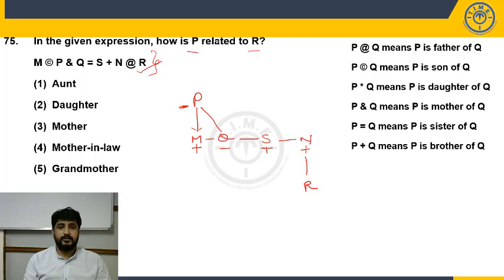Now what is the question asked? How is P related to R? How is P related to N? Mother. How is N related to R? Father. So how is P related to R? Father's mother is grandmother. Choice 5.